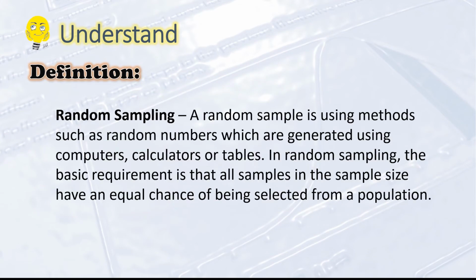First, we have the simple random sampling. A random sample is using methods such as random numbers, which are generated using computers, calculators, or tables. In random sampling, the basic requirement is that all samples in the sample size have an equal chance of being selected from a population.